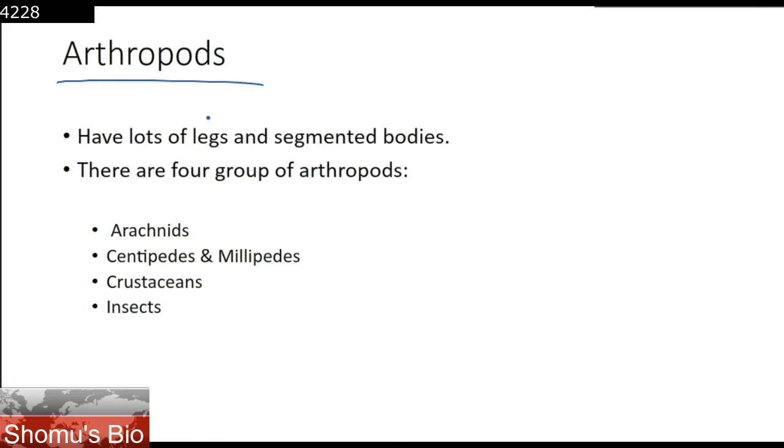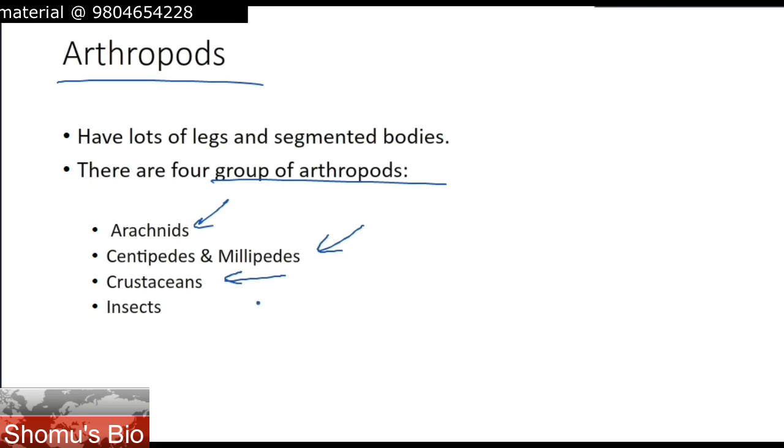Arthropods. Arthropods are a little different, that's why I put them here. Arthropods are different because they are the most abundant phylum among all. They have lots of legs and segmented bodies. There are 4 groups of arthropods that are present: arachnids, centipedes and millipedes, crustaceans and insects. All the 4 should be present.